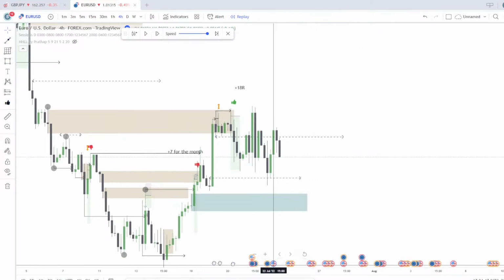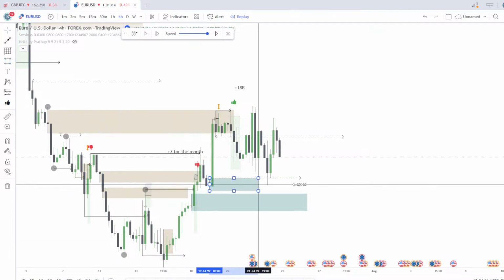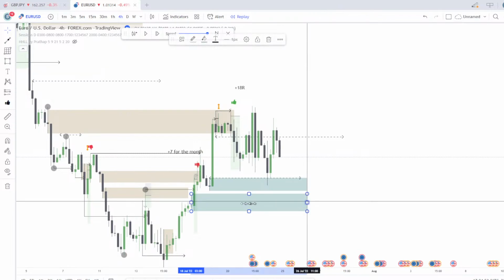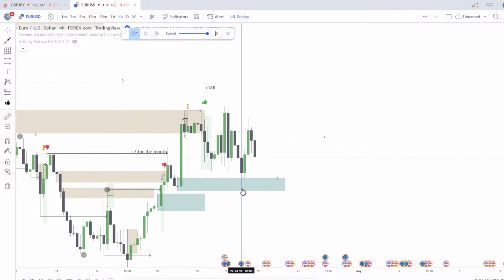Okay, so let's find an entry off this block, bro. We'll pull this one back as a secondary order block. So let's play price back to here.